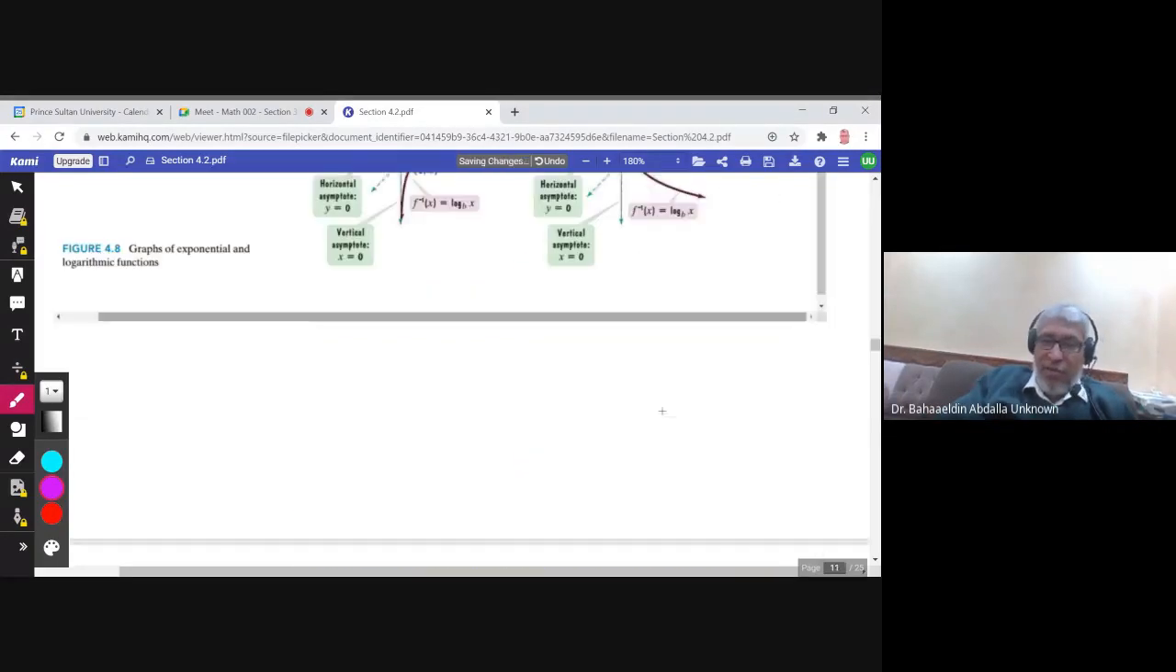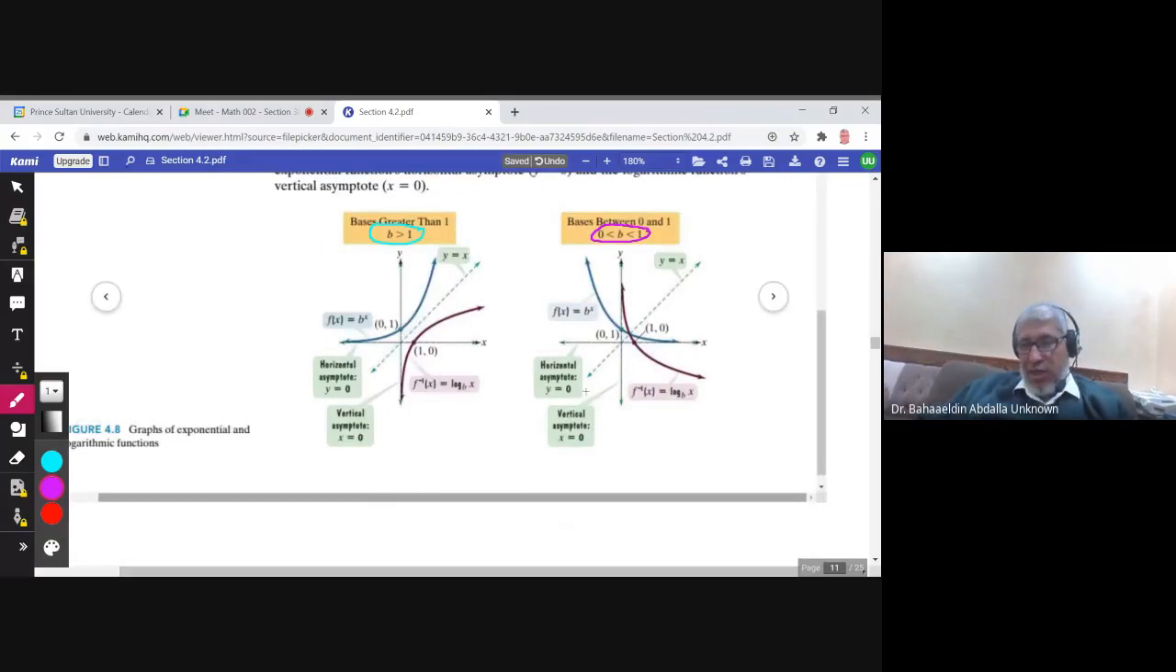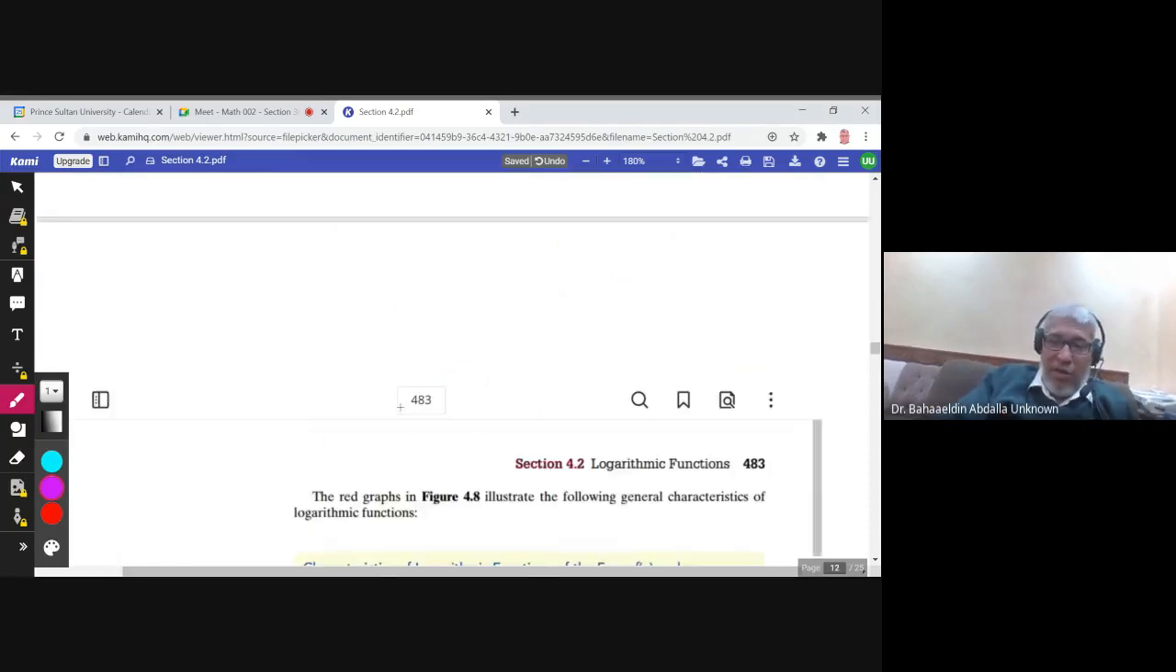And you can see from the graph here, the graph of log is to the right of the y-axis. The domain of log is only the positive numbers, only the positive numbers. But the range of log would be all real numbers.